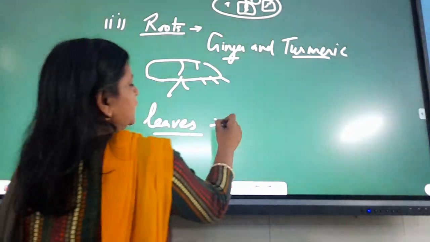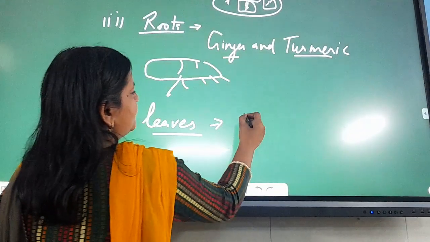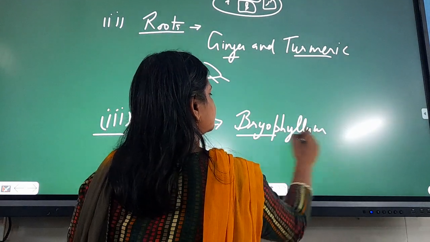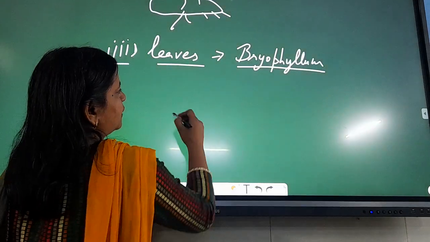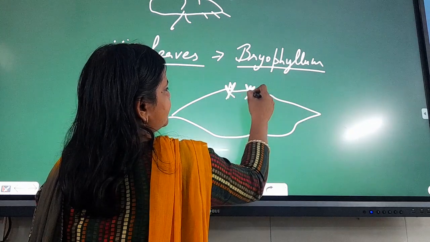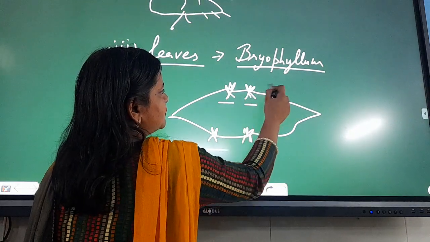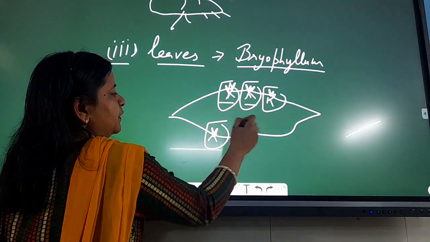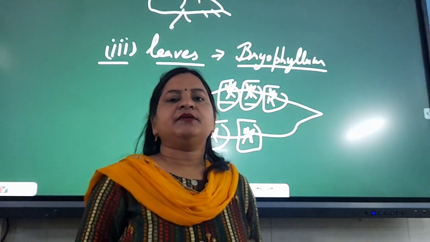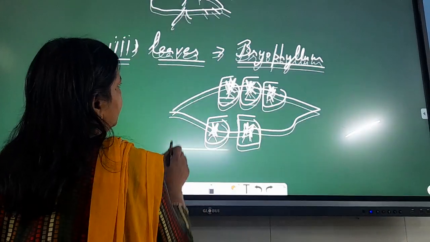In the same way, leaves can also be used to propagate a new plant by vegetative propagation. An example of leaves is bryophyllum. In bryophyllum, at each node of the leaf, buds or new parts can appear and roots appear. All these parts of the leaf can develop into a new plant. So it is a method of vegetative propagation. In this way, different parts of the plant like stem, root and leaves can be used to develop into a new plant.